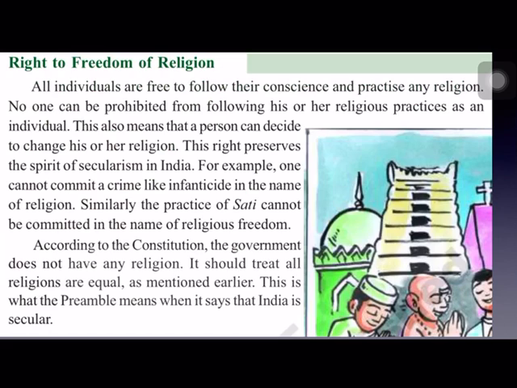But in the name of religion, no one can commit a crime like infanticide, saying that according to our religion, infanticide is allowed, so we are doing it. It cannot be done. In the same way, in the name of religion, the practice of sati cannot be committed. You might know what sati is. Forcefully burning the wife along with the dead body of the husband. So, in the name of religion, sati cannot be committed, and infanticide also cannot. Infanticide means killing small children immediately after being born. Sometimes the parents kill the children. That is infanticide. That is also not allowed.